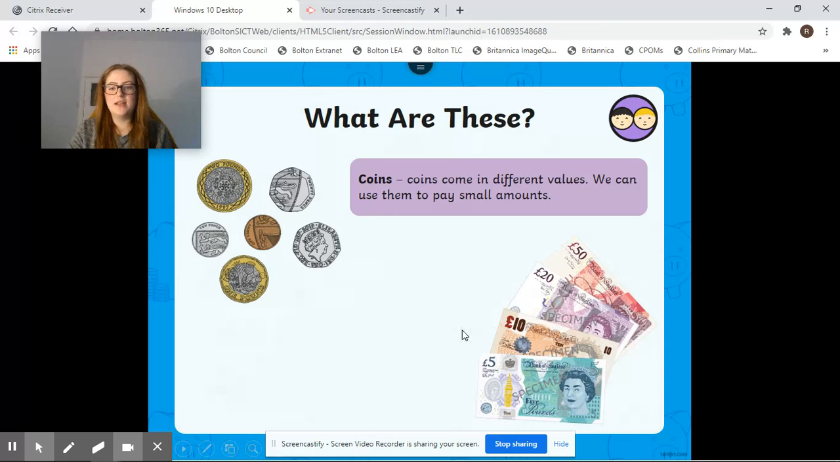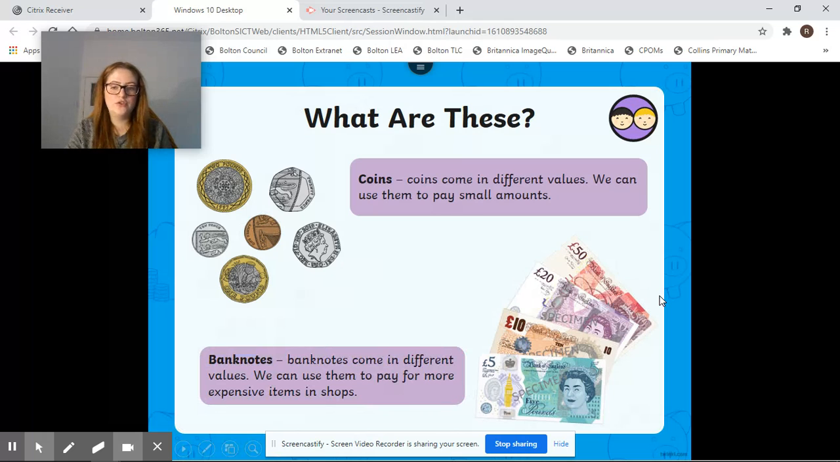And then down here we have our banknotes or notes. Again, these come in different values. This blue colour here is the £5. The orange one is the £10, the purple one is £20, and then the red one is £50. You use notes to buy more expensive things, or if you've got a big group of items that you've bought in a shop, you might use notes instead of the coins. So coins are for small things, and notes you might use when something costs a bit more.